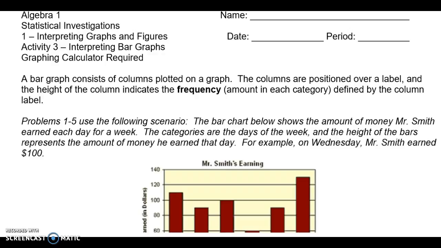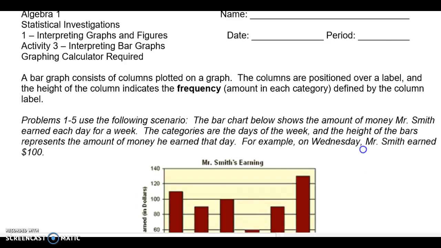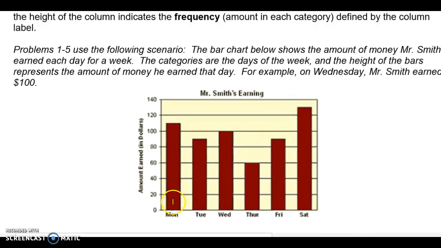In part 3 of section 1, we're taking a look at bar graphs and figuring out how to calculate frequencies and all sorts of other distributions based on those bar graphs. So a bar graph consists of columns that are plotted on a graph. So we have these columns right here.